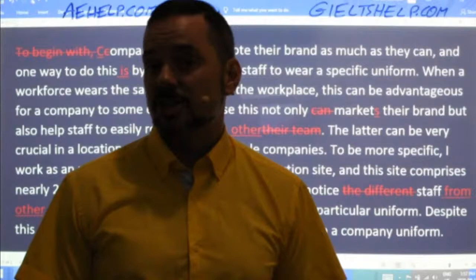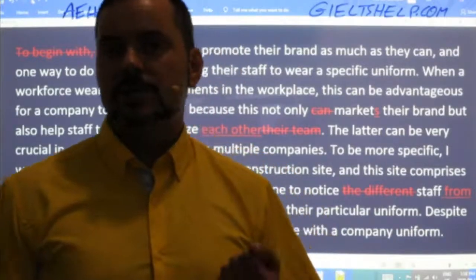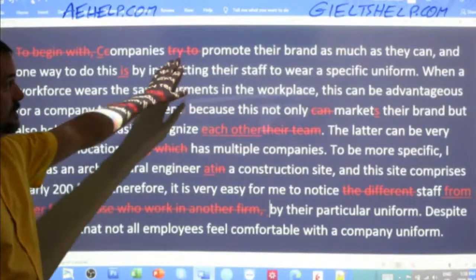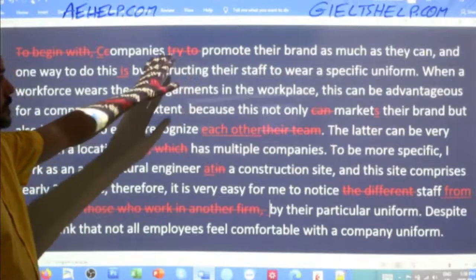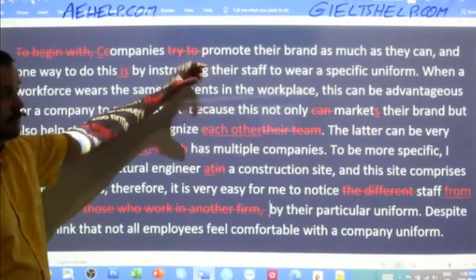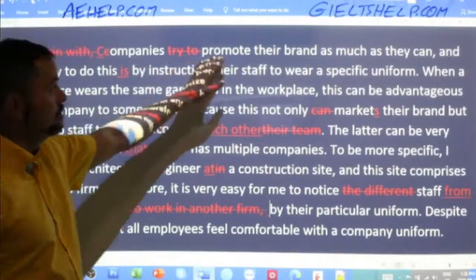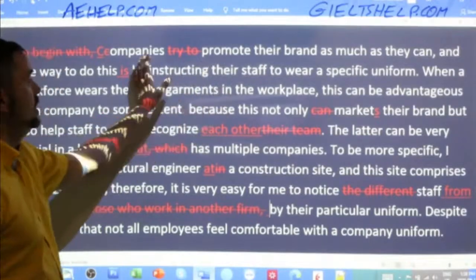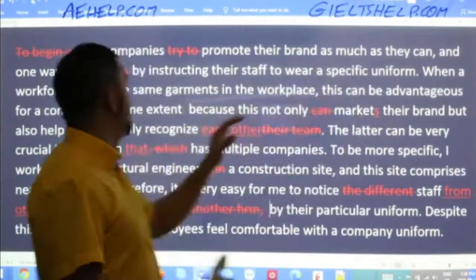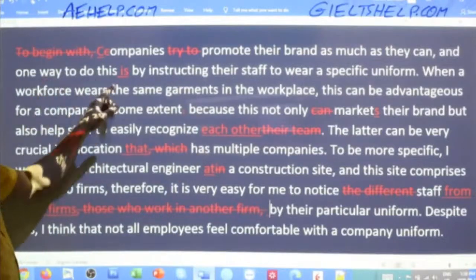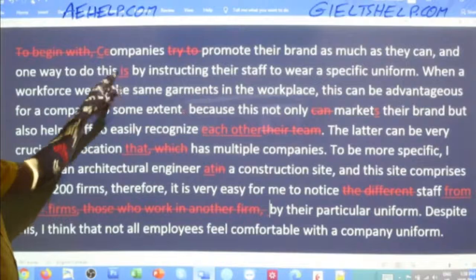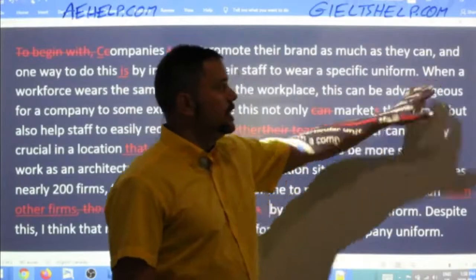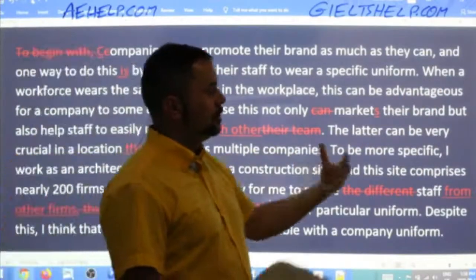You're creating a position. And you'll find that in university especially, they will cross this out and say, do not use weak language in persuasive essays where you want to prove a point, but use clear affirmative language, even for the counter argument. Okay, so companies promote. It's not something companies try to do, it's something that companies do. Okay, so companies promote their brands as much as they can, and one way to do this is, there's a missing be verb here, is by instructing their staff to wear a specific uniform. So that reads much better, more professionally.